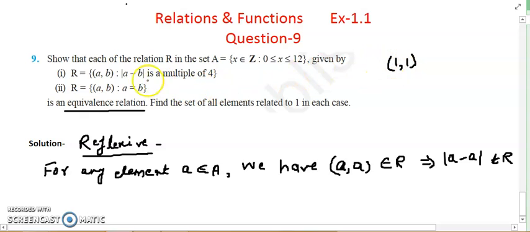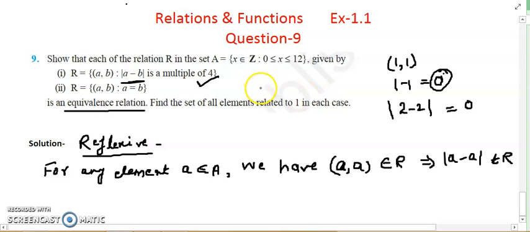So what it is saying, the modulus of a minus b. The difference 1 minus 1 is 0, and 0 is also a multiple of 4. You can check 2 minus 2 and its modulus. What are you getting? 0. 0 is also a multiple of 4. So you can say the relation is reflexive.